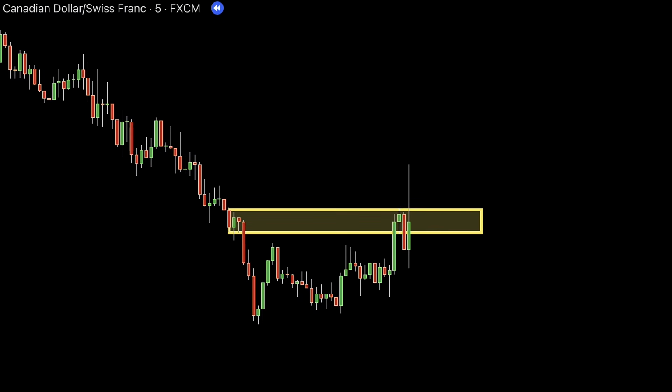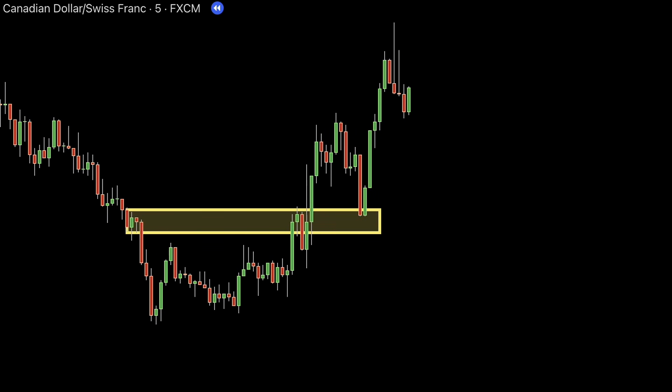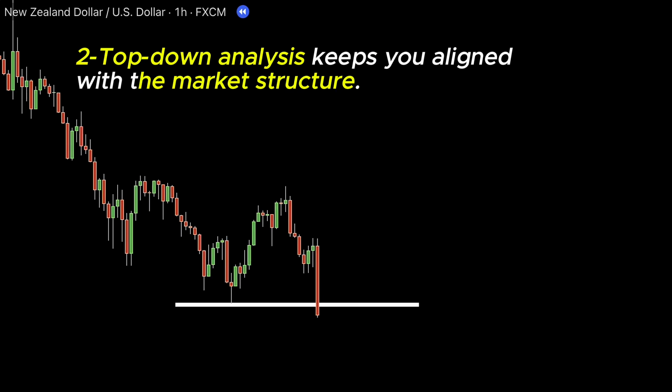Now, if we return to the 5-minute chart with this higher time frame context in mind, we recognize that the supply zone is likely a fake setup, part of the trap set by smart money. By ignoring this short trade, you avoid being caught in a reversal that would have gone against you. Without top-down analysis, you might have taken the short position and been blindsided when the market moved up. This approach helps you trade in line with the bigger players and avoid the traps that can otherwise lead to quick losses.